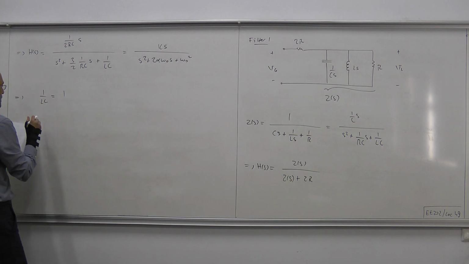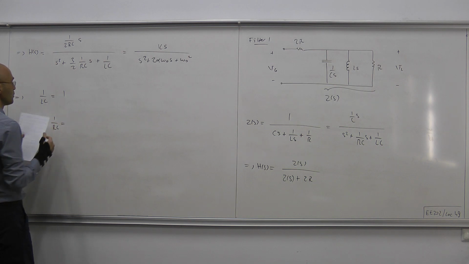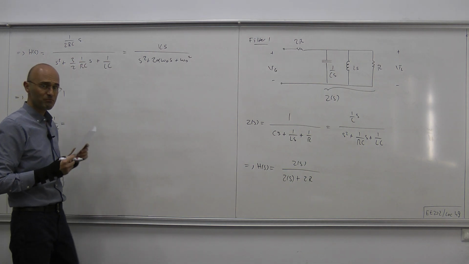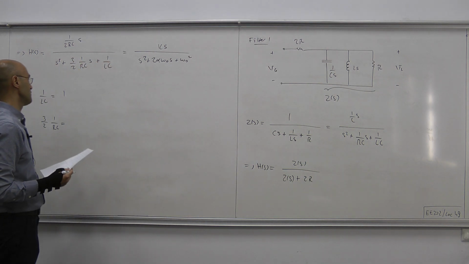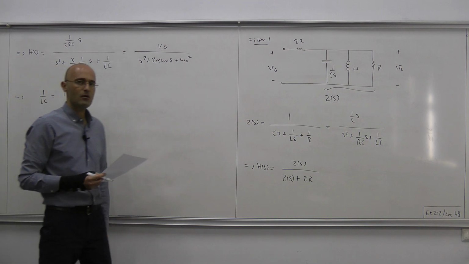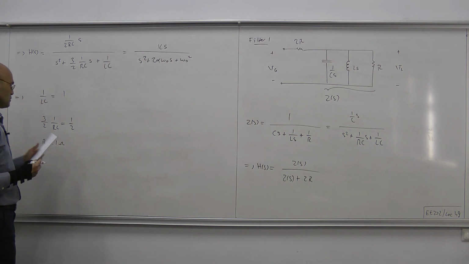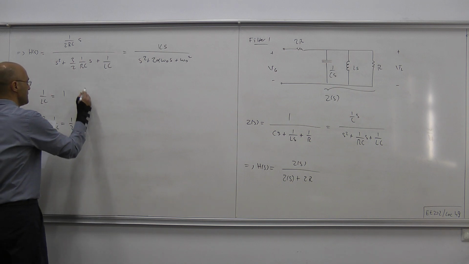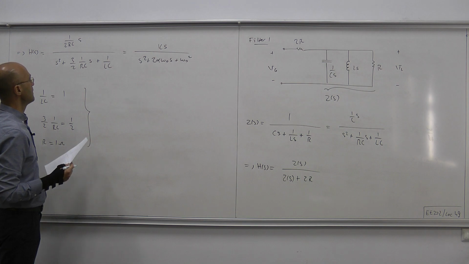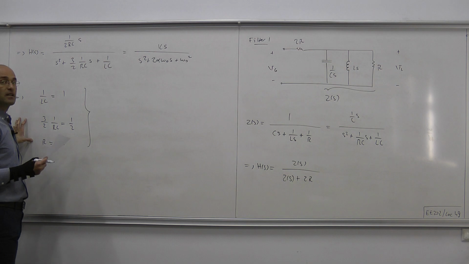And 3 over 2 times 1 over RC equals this thing here, 2 alpha omega 0. That's the bandwidth of our bandpass filter, and we're told that it equals 0.5, or 1/2. And finally, we were given that R equals 1 ohm. This is enough information for us to figure out the parameter values, namely the inductance and the capacitance.